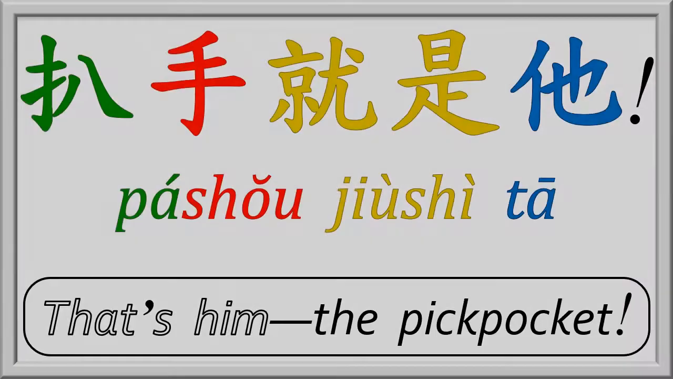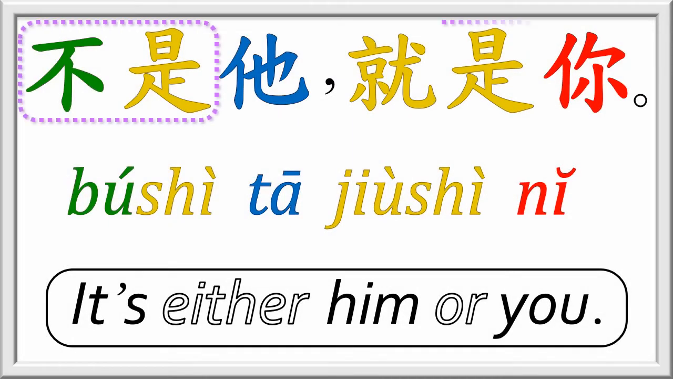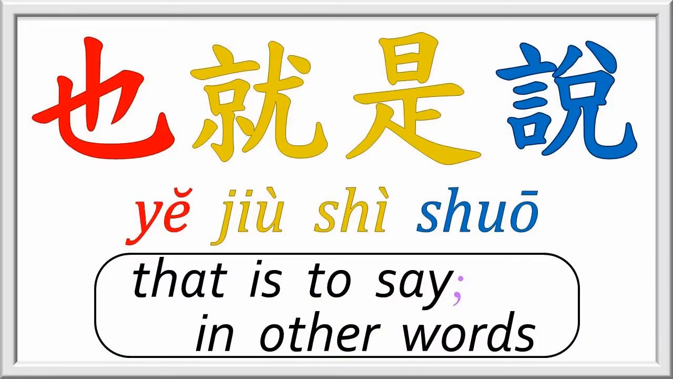And here's 就是 for emphasis. 扒手就是他. That's him. That's the pickpocket. 不是他就是你. It's either him or you. Literally, not him, then you. 也就是说, that is to say, what I'm really trying to say is, and here is an example, telling it like it is, often spoken with a little irritation in the voice.